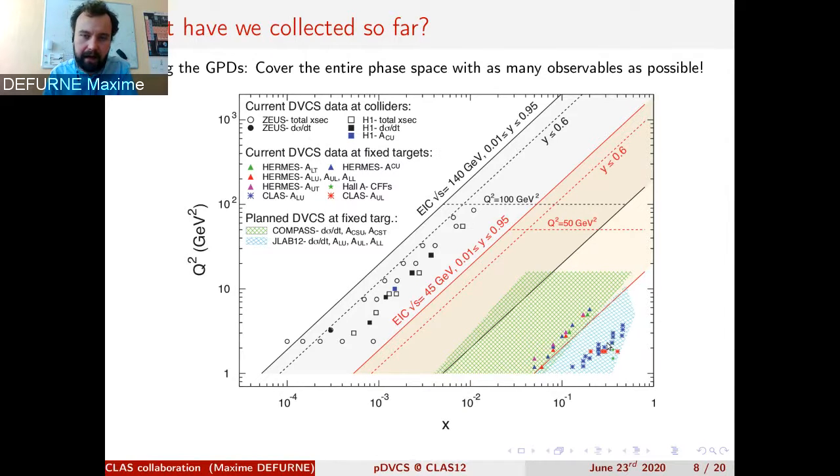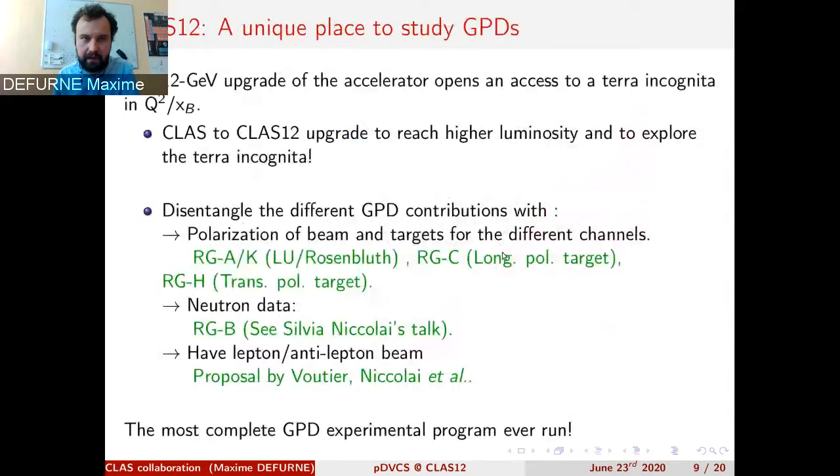And now the game to really constrain the GPDs is to fill all this phase space with as many observables as we can. So here the goal for CLAS12 will be, thanks to the upgrade of JLab, to fill the gap between the HERMES points and the JLab 6 GeV data. So CLAS12 is a very unique place to study the GPDs.